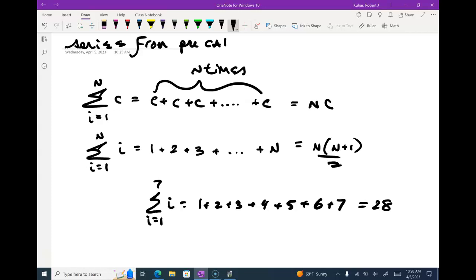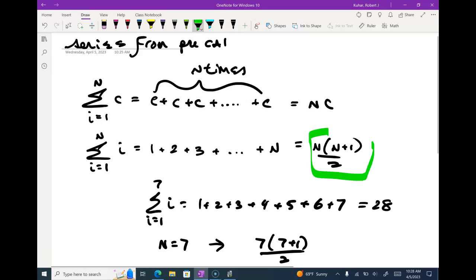Yep. And then if n is 7, I get 7 times 7 plus 1 all over 2. I'm using this right-hand side part now. So that's 7 times 8 over 2. Oh, that's 7 times 4. Same, 28.